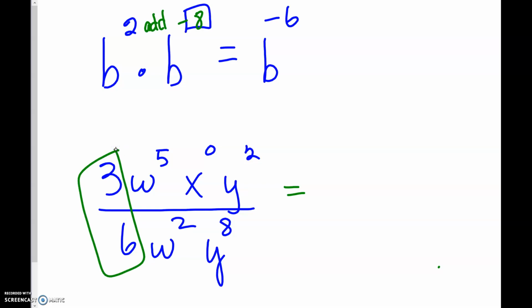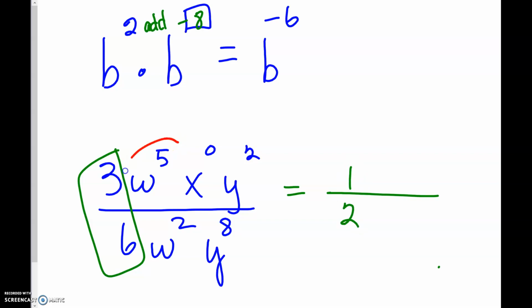So do you guys know how to simplify 3 over 6? I'm just going to make my fraction bar because some of the stuff is going to be on the numerator, in the top, and some of it is going to be on the denominator, on the bottom. So 3 over 6 reduces to 1/2. Okay, now I look at my w's.